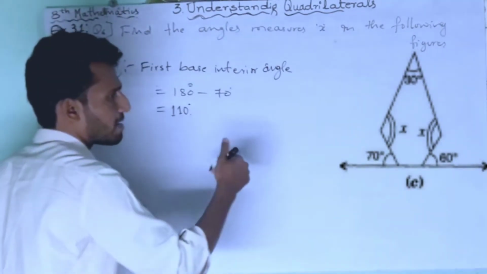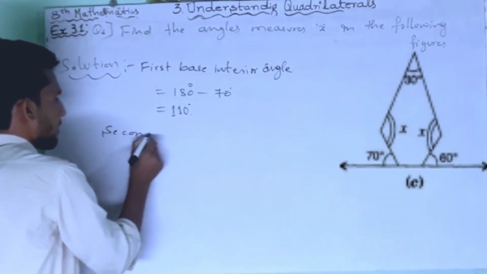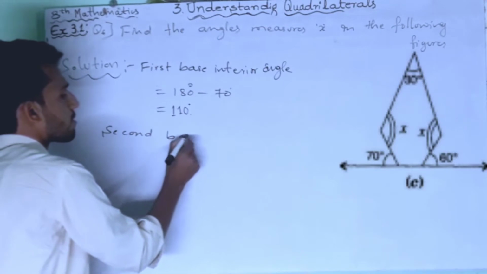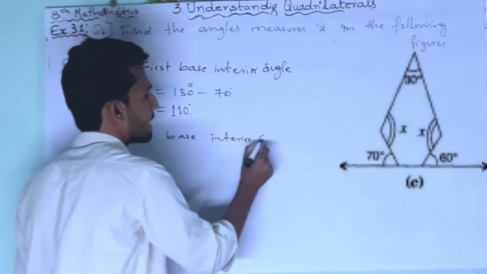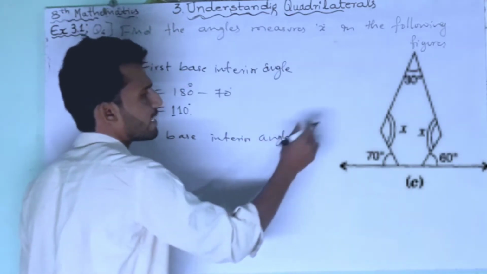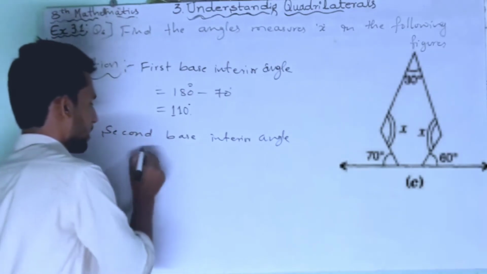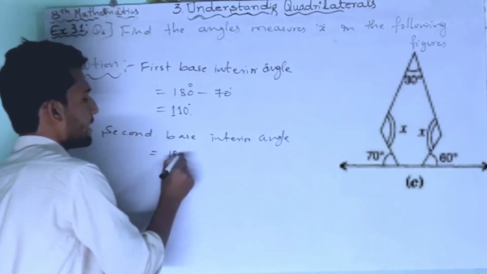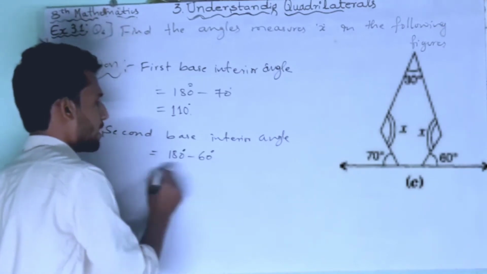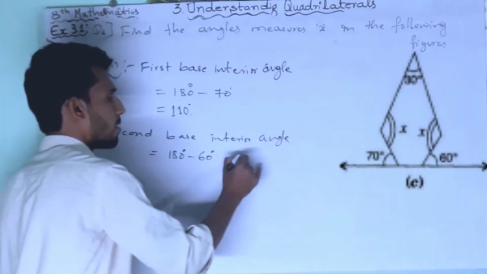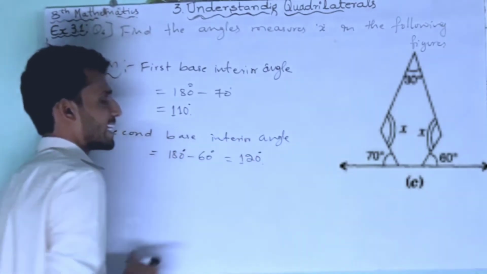Now the second base angle we have to find out. For the second base interior angle, here given is the exterior angle, that is 60 degree. We have to find out the interior angle. Now 180 degree minus the exterior angle, that is 60 degree. When you do the subtraction, you will get 120 degree. This is the interior angle.